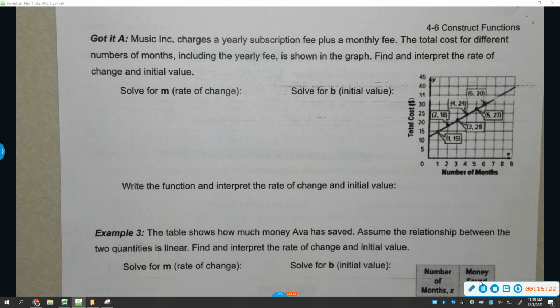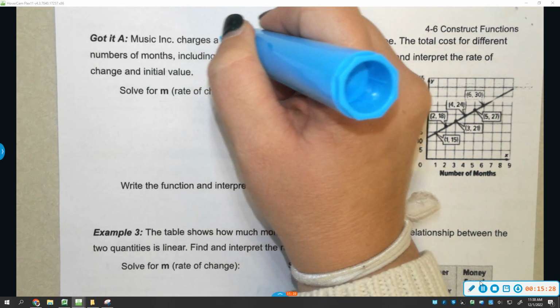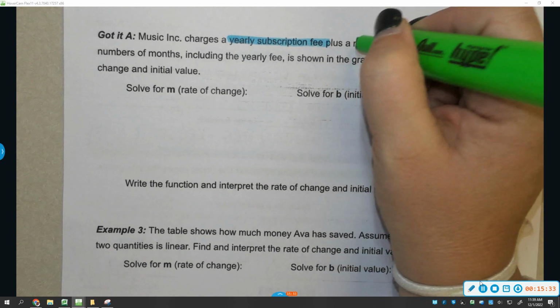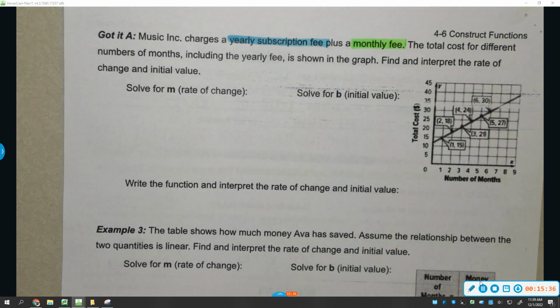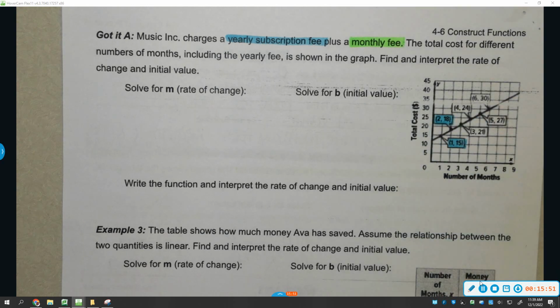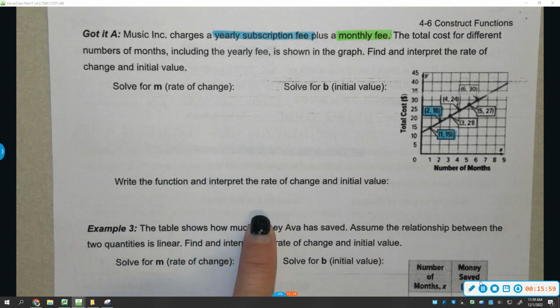I will start and talk through this, but then I'll have you solve Got It Problem A. Got It Problem A says, Music Inc. charges a yearly subscription fee plus a monthly fee. So each year they have a yearly fee, and then each month they charge a monthly fee. The total cost for a different number of months, including the yearly fee, is shown in the graph. Find and interpret the rate of change and initial value. So again, I'm just going to highlight the 2 ordered pairs that I will use when I go over my example. But I would like you to try to solve for M and B and interpret on your own.